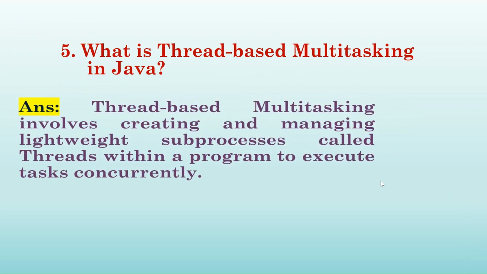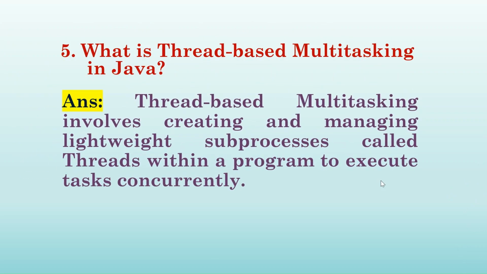What is thread-based multitasking in Java? Thread-based multitasking involves creating and managing lightweight subprocesses called threads within a program to execute tasks concurrently. So one program is converted into a process. That process can have a number of threads. Each thread will be allocated some job, so that's why it's called a lightweight subprocess. And all could run parallelly, that is concurrently, so that we can do our job faster. So one process, a number of threads.